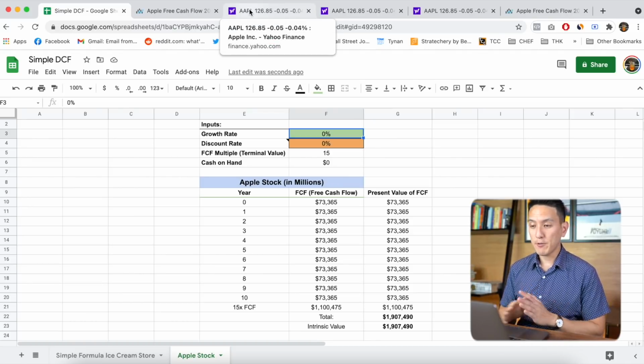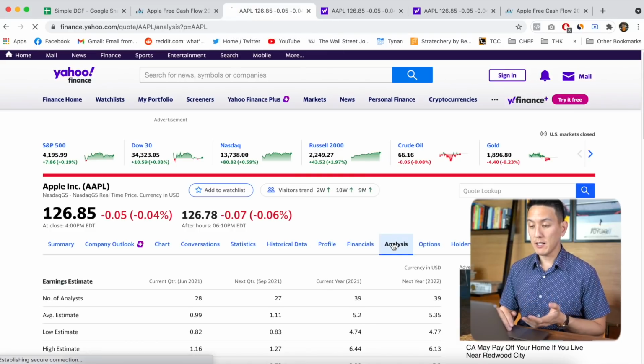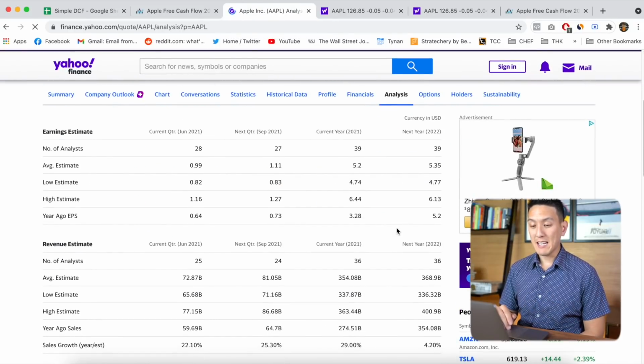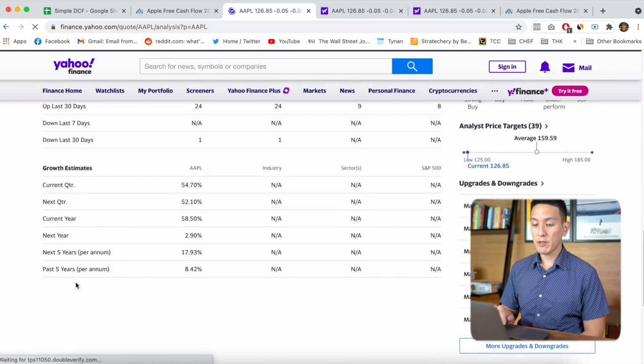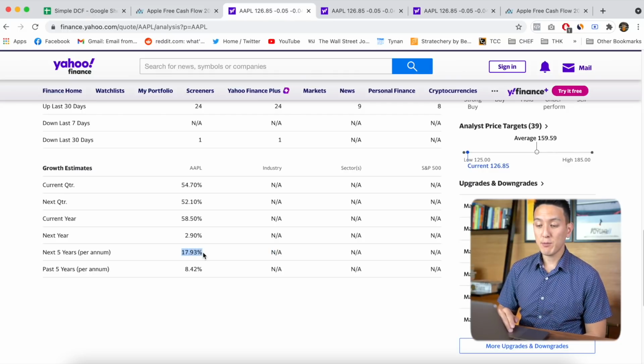So I'm going to go to Yahoo Finance and go to Apple and click on Analysis. Once you're on the Analysis tab, if you scroll all the way down, you can see what their past 5 years growth rate has been, which is about 8.42%. For the next 5 years, the analysts are projecting a 17.93% growth rate.